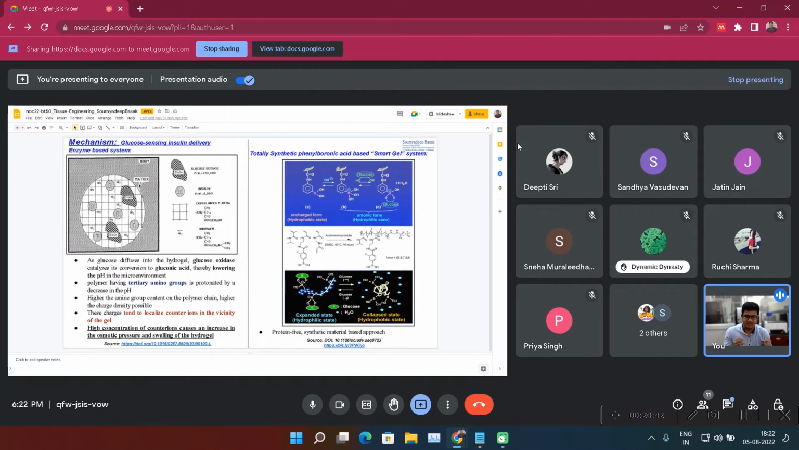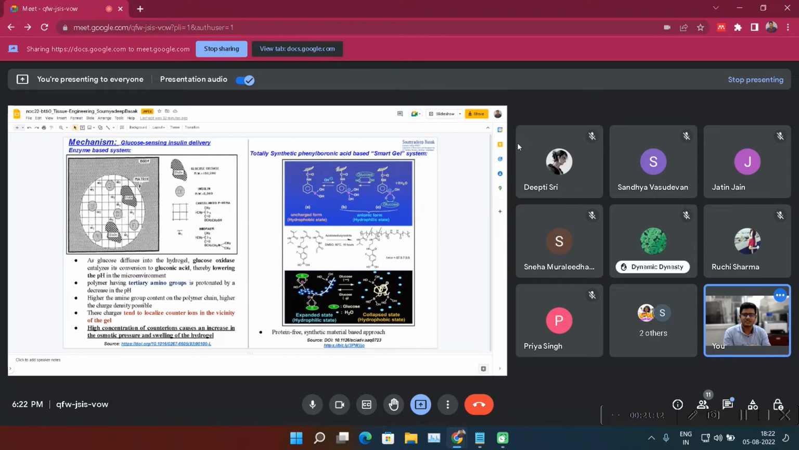And they have created a smart catheter-based system for insulin delivery also, where they have used the same kind of gel and coated it on the catheter system. They have used this kind of material for insulin delivery or cargo delivery, or glucose-sensitive cargo delivery can be done. They have used insulin as a cargo, but you can tailor it and search for different kinds of cargos.